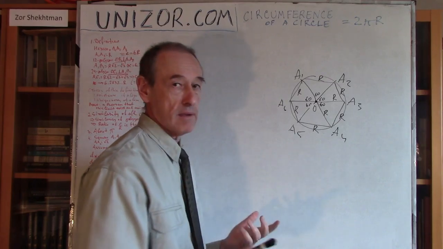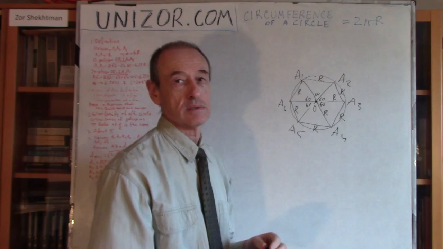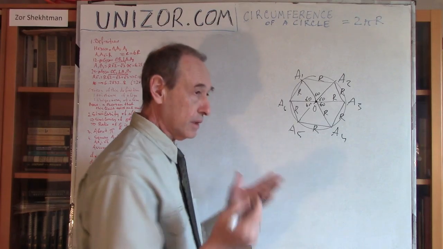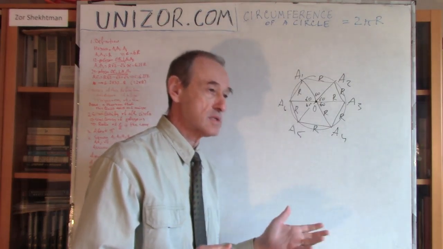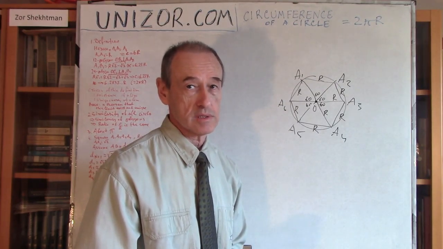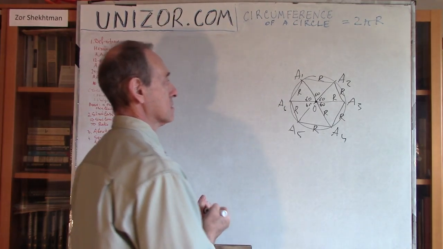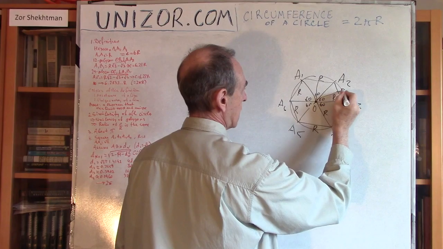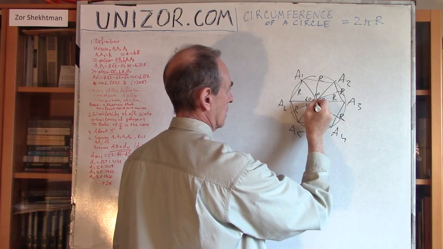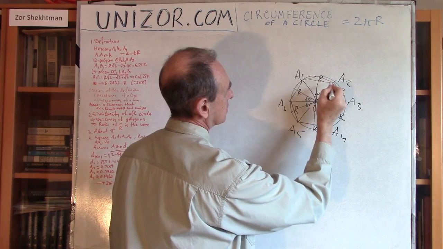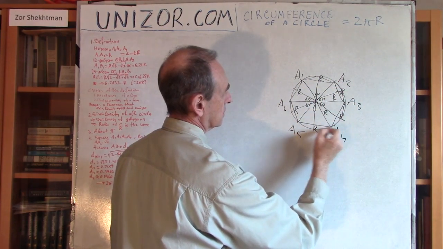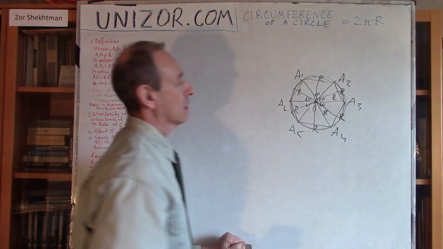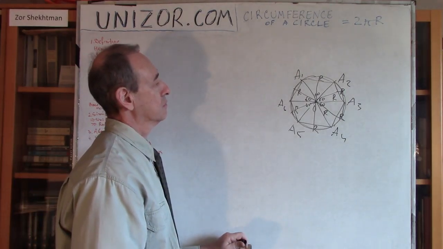So, can we say that the perimeter of this hexagon approximates the length of the circle? Well, yes, at some point we can say that approximately it is equal. Can we improve this approximation? Sure, absolutely. Here is the process. Let's draw a perpendicular to each side and connect the points. Now, instead of a hexagon, we have a 12-sided regular polygon. It's very easy to prove that this is regular, right?